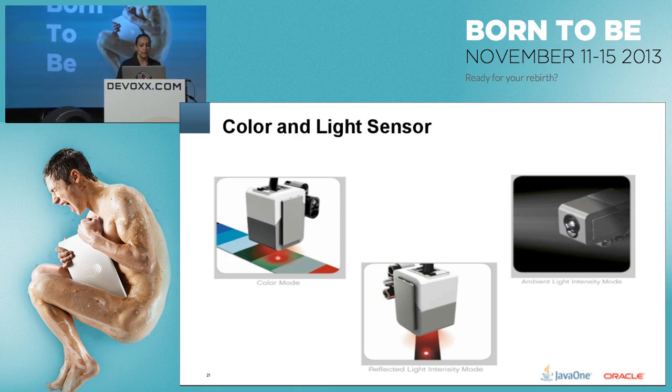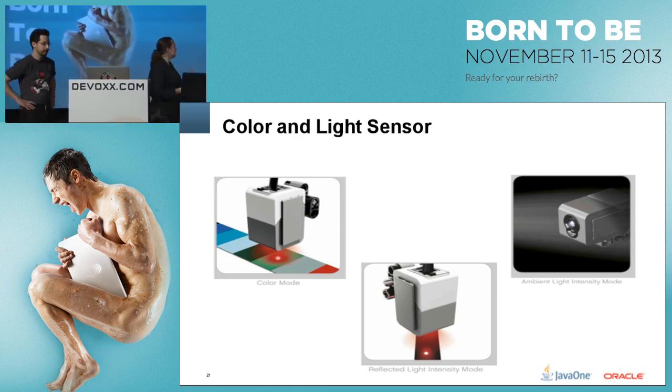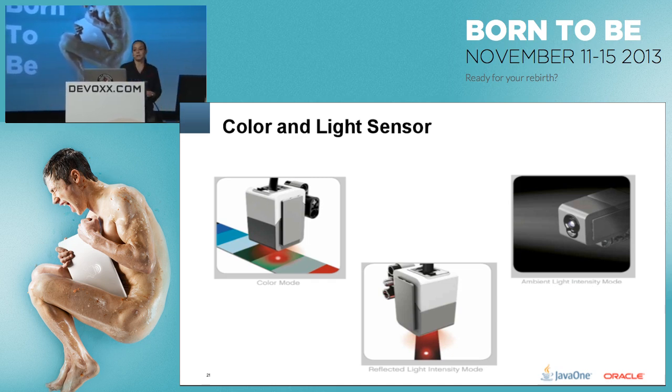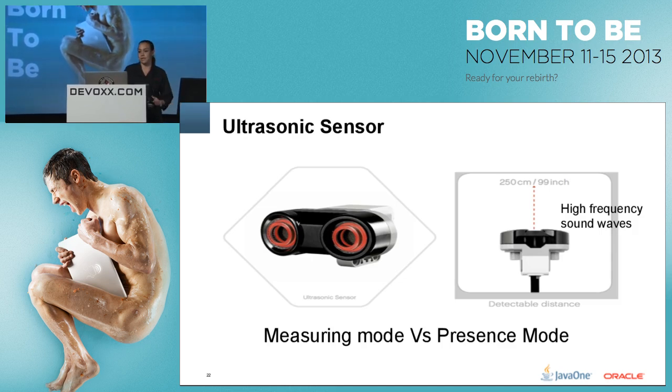So you can use the sensor to check the reflected light, and also the ambient light. So there are 3 different modes that you can use the same sensor.